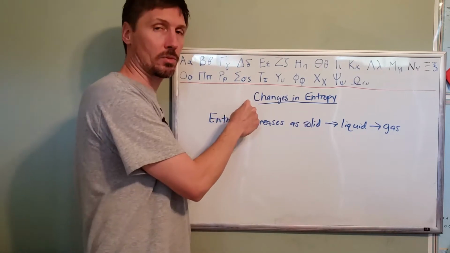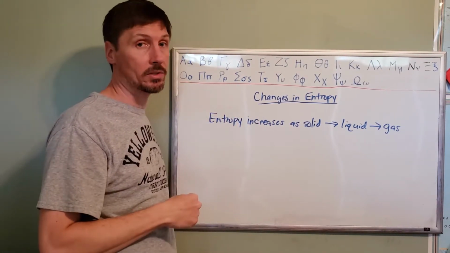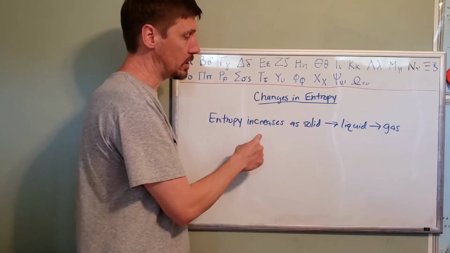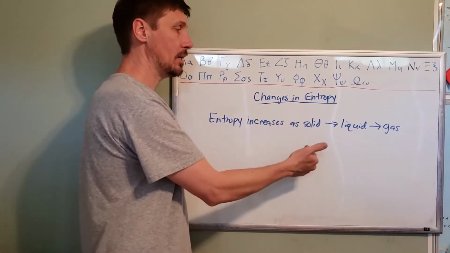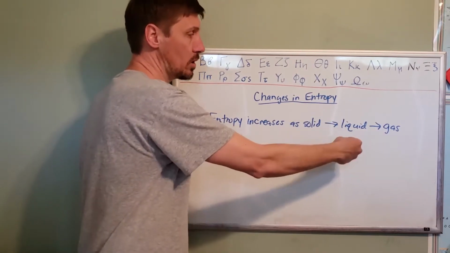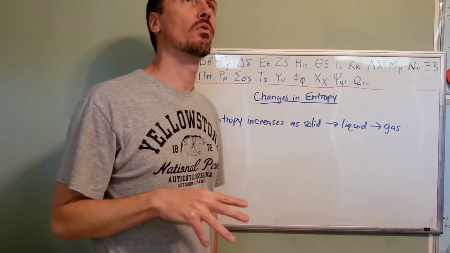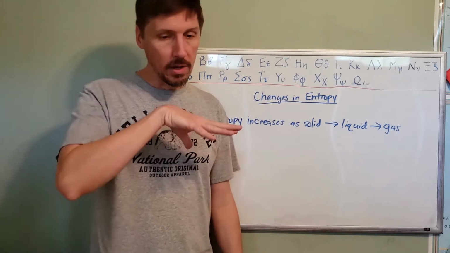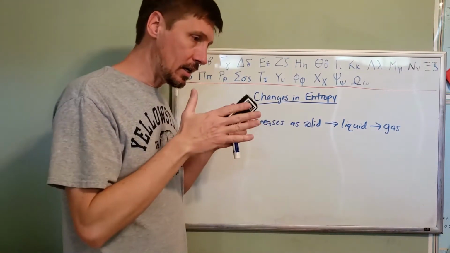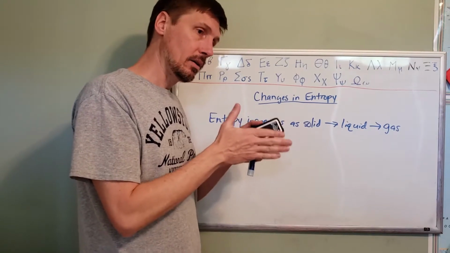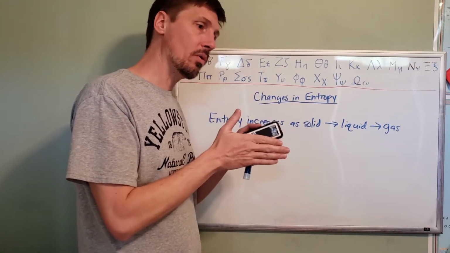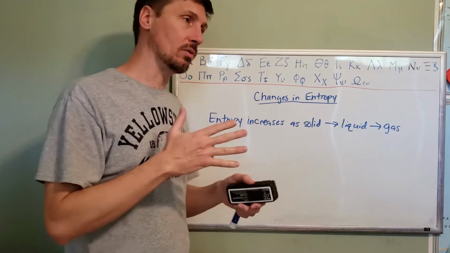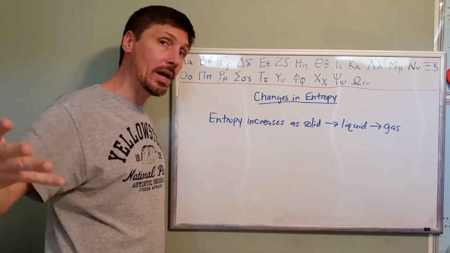But anyway, changes in entropy. We talked about the first and the second law of thermodynamics last time, and one of the things that we said regarding entropy is that entropy increases as a substance goes from solid to the liquid phase to the gas phase. Each time it hits one of those phases, entropy increases. So let's think about that for a moment. For water, if you have ice that melts and turns into liquid, that means the water in its solid phase at the beginning had less entropy than water has when it converts to the liquid phase.